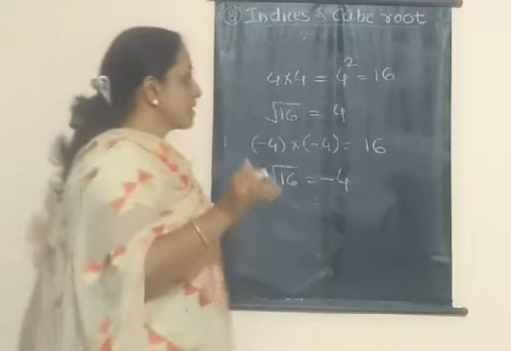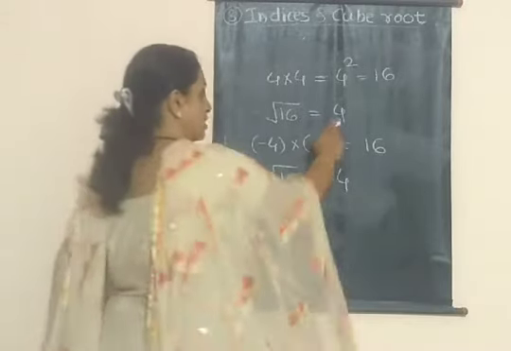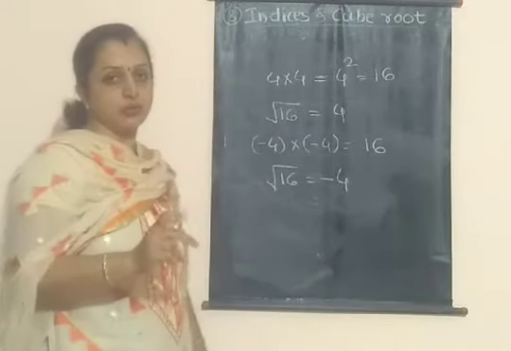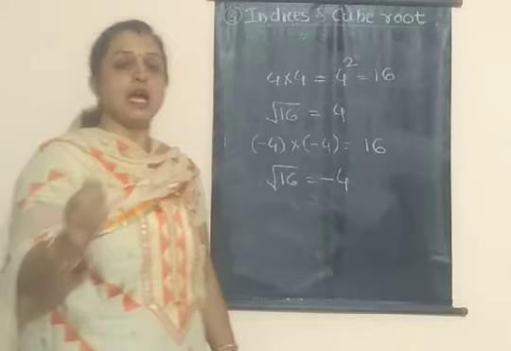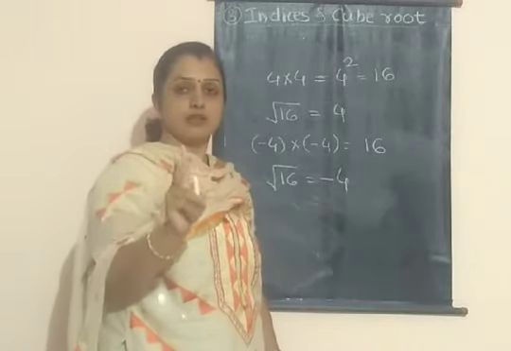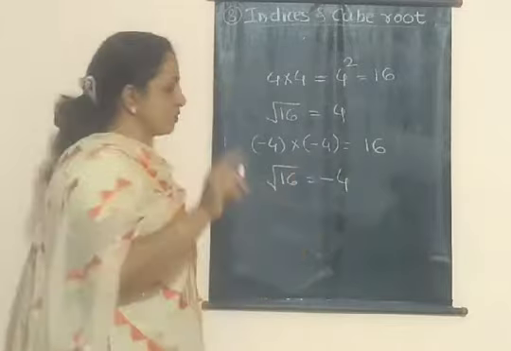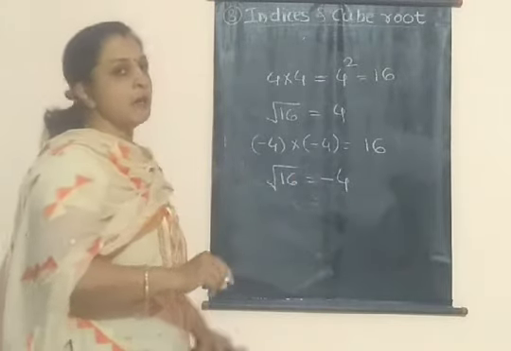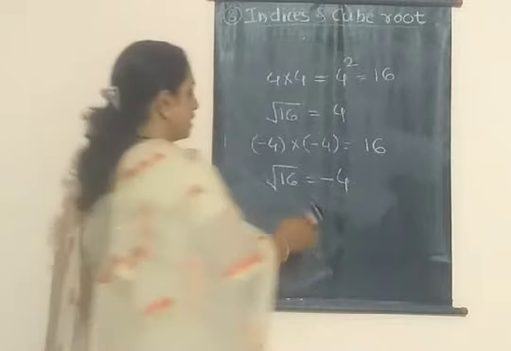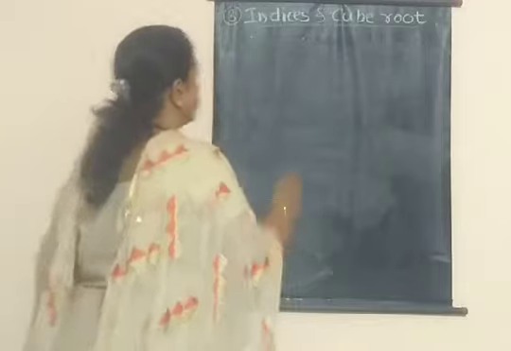It means the square root of 16 has two values, one positive and another negative. The square root of any positive number has two square roots. So 16 also has two square roots: one is positive, that is plus 4, and the other is negative, that is minus 4. Now after that we have to study the next topic, that is cube and cube root.